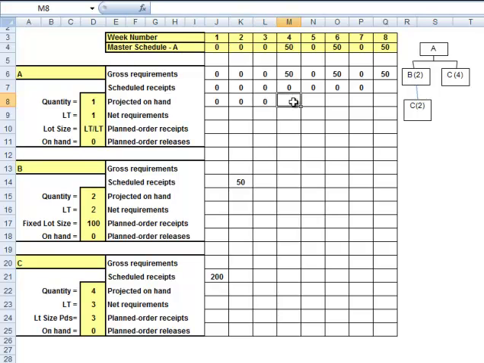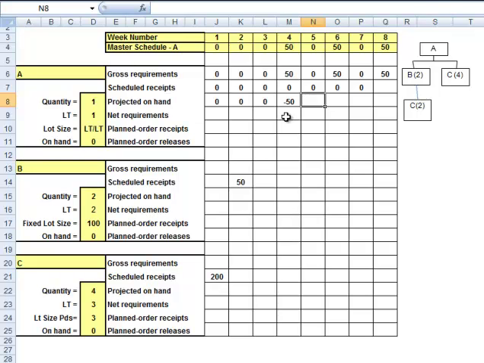We go to the fourth time period. So we have projected on hand in the previous of 0. Now we have a gross requirement of 50 in this time period. So 0 minus 50 plus 0 is going to give us a negative 50. So what we discussed in the lecture is whenever the projected on-hand inventory becomes a negative number, that indicates that we need a supply of material to come in that time period. Otherwise, we're going to be short.